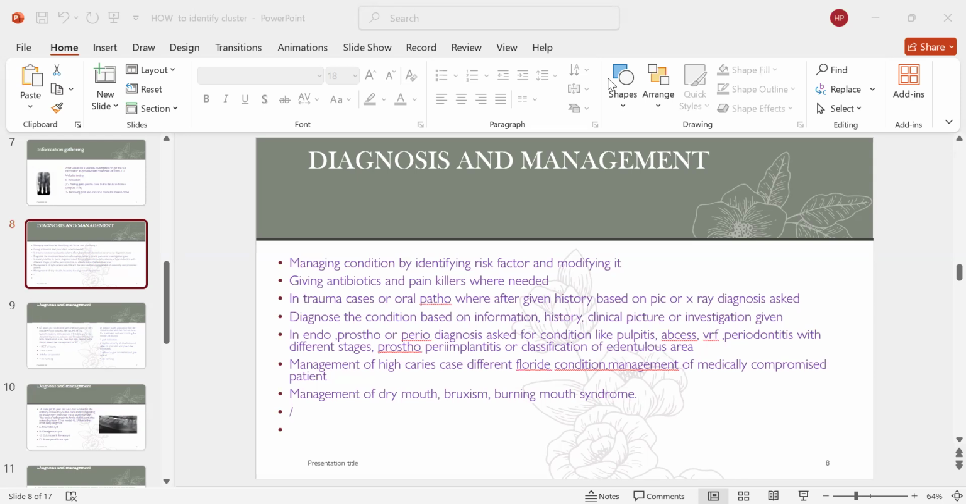So how are you going to manage the condition if there is a case of high risk caries? If there is a case of swelling, cellulitis and the patient doesn't want any treatment, then you are not going to do the treatment; you are going to manage the patient. Are you getting me? There is a very thin difference between the management and treatment clusters. And that's why the management cluster has a higher weightage than the treatment cluster.